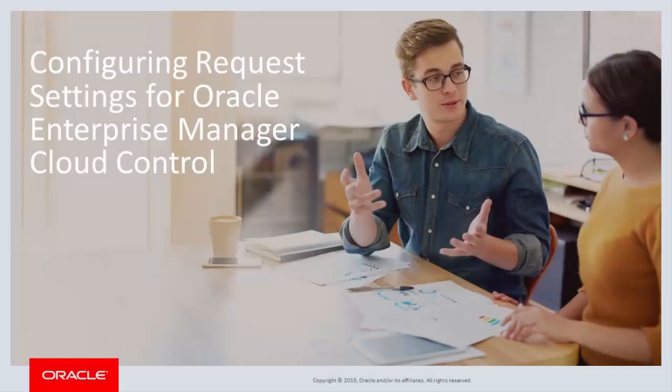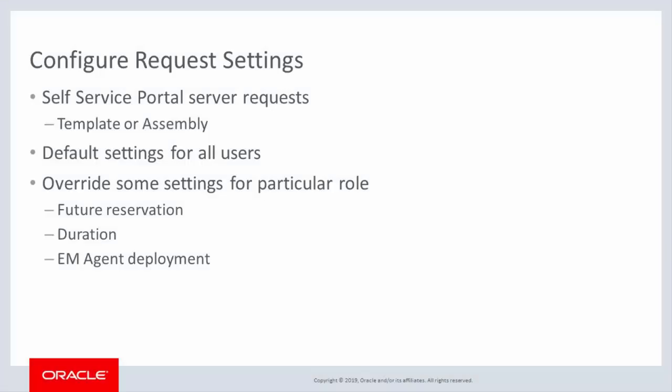We discuss the self-service portal server request settings and show you how to set them. The self-service portal provides features to request servers, and the servers are deployed from templates or assemblies, also known as virtual appliances. The configured request settings are then the default settings for anyone using the self-service portal. Some of the settings, however, can be overridden for any role. The settings that can be overridden include the future reservation date, server duration, and the option of installing an Enterprise Manager or EM agent on deployment.